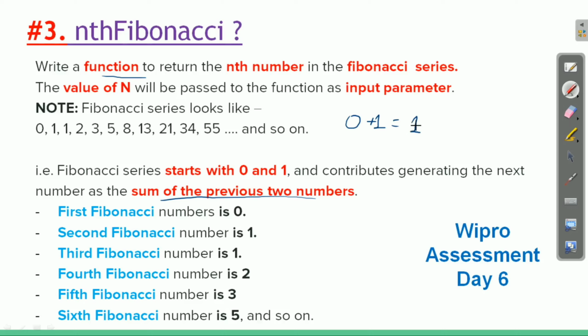Again 1 plus 1 equals 2. 2 will be the fourth number. After that 2 plus 1 equals 3. 3 will be the fifth number. Similarly, we can find the nth number in the Fibonacci series. We will solve this problem in a C++ application. Let's start.